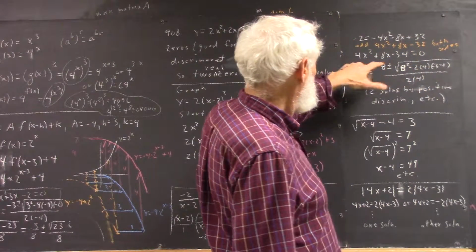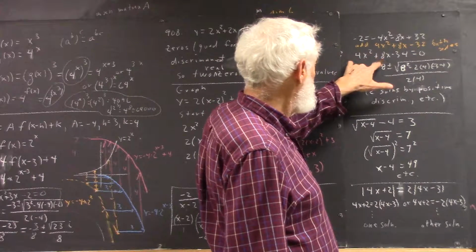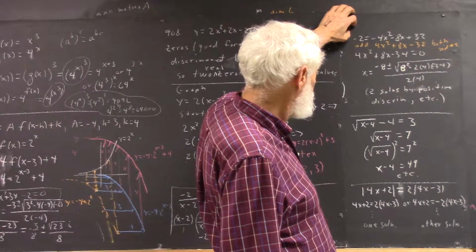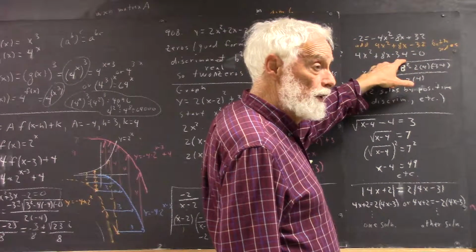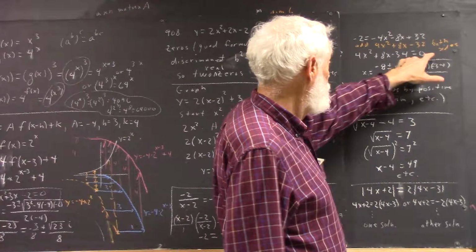So I'm going to end up with a 4x squared and an 8x over here because there are no x's or x squareds. And then my negative 32 is going to add to my negative 2 to give me negative 34, and I get this equation.